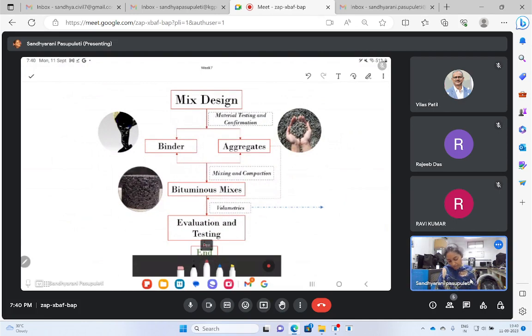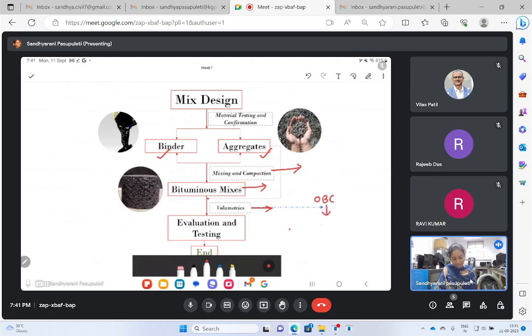So to summarize, we test the binders, we test the aggregates for preliminary confirmation. Then these aggregates and binder will be mixed at a particular temperature. For this, we use the mixing and compaction temperature for the binder. Then we prepare the bituminous mixes. Once the bituminous mixes are prepared, we calculate all the volumetrics, its weight, volume, the amount of voids present inside, what the specific gravity is. If all of them meet the MoRTH standards, then we use that binder content as OBC.